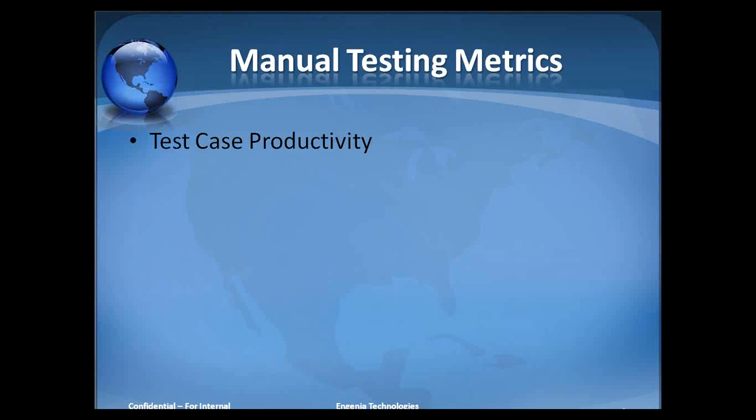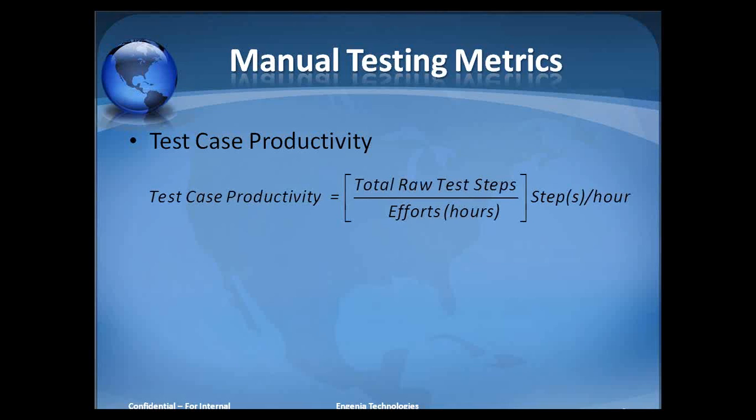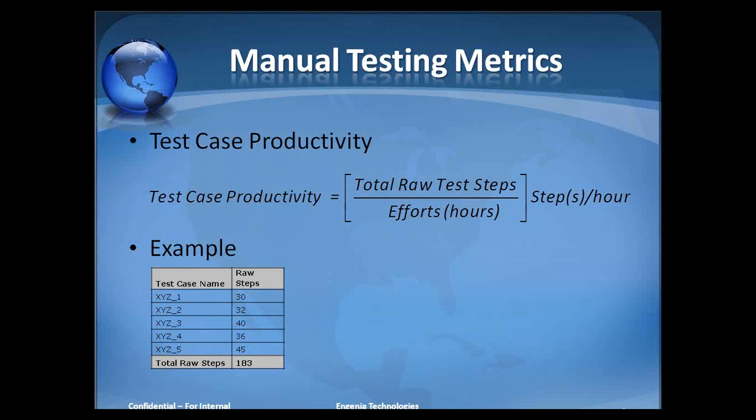As I described before, the test case productivity metric would give us a test case writing productivity based on which we can have a conclusive remark. I would explain it in more detail. The formula for calculating the test case productivity is the total raw test steps divided by the effort which we had put in order to create those steps, expressed as steps per hour. I can explain this particular formula with the help of an example.